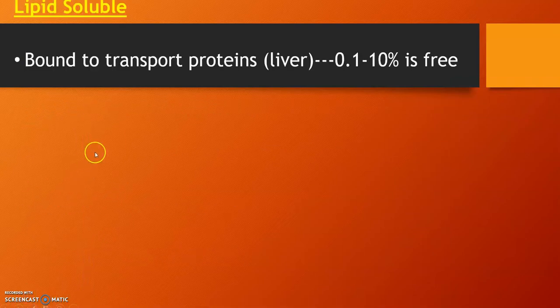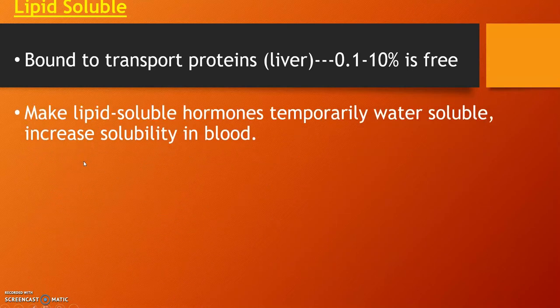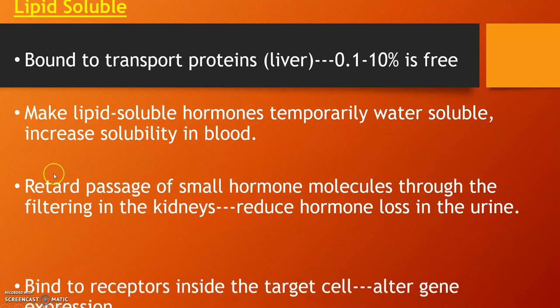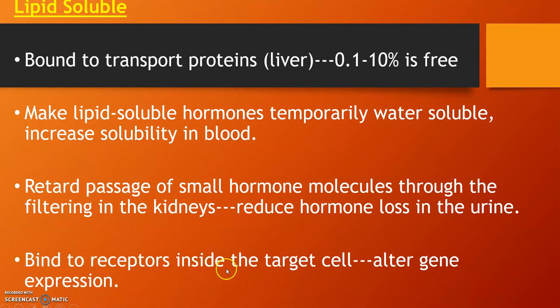Next, let us move to the types of hormones. We have the lipid soluble hormones, which are bound to transport proteins secreted by the liver. The free state of these hormones is around 0.1 to 10%. The transport proteins make the lipid soluble hormones temporarily water soluble and increase their solubility in blood. They retard the passage of small hormone molecules through the filtering in the kidneys and reduce hormone loss in the urine. The hormones also bind to receptors inside the target cell and alter gene expression.